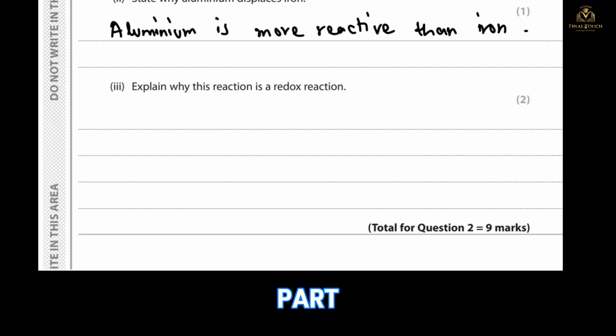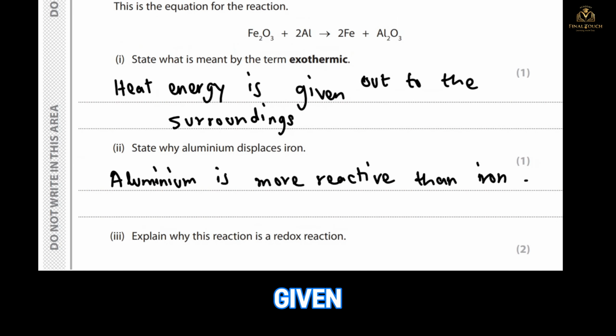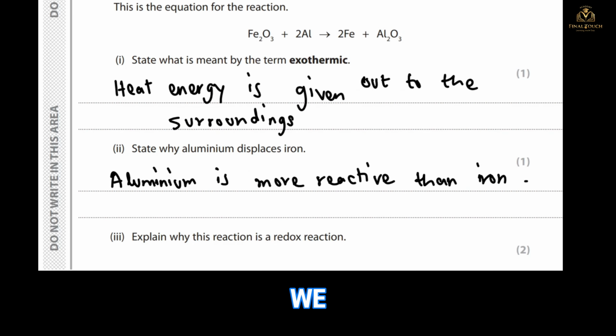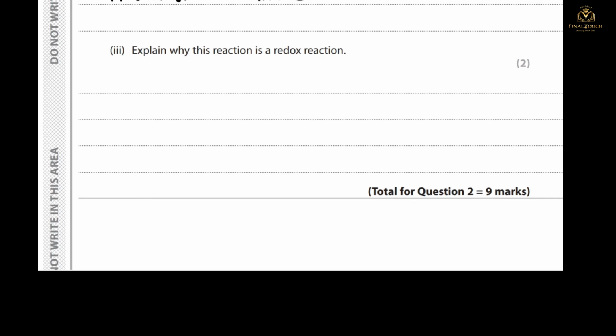The last part says explain why this reaction is a redox reaction. See, if we move into the given equation, we can see aluminium gains oxygen, therefore it is oxidized, whereas iron loses oxygen, therefore it is getting reduced. Therefore, this is a redox reaction. We'll just write what I've just told.